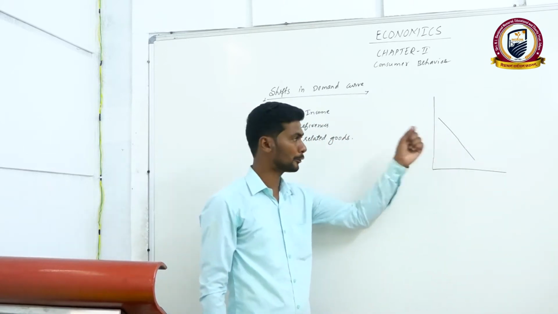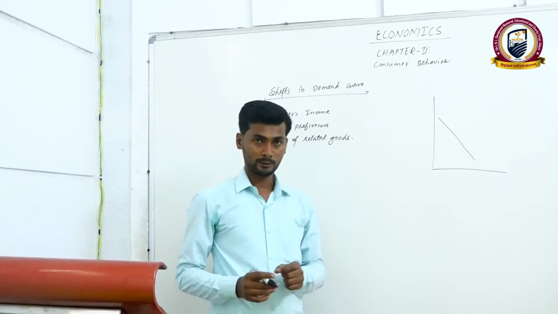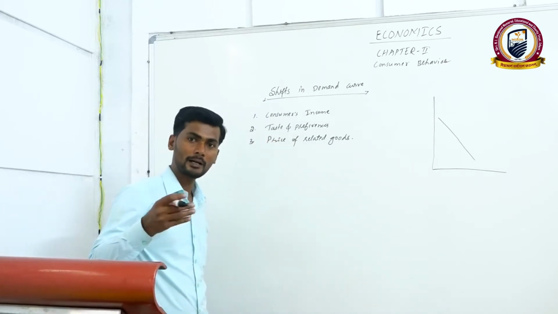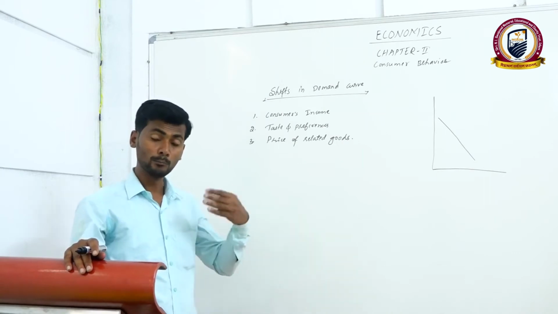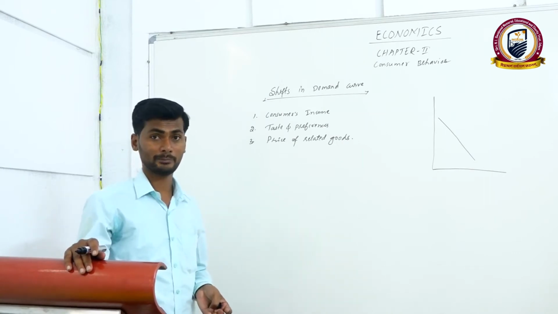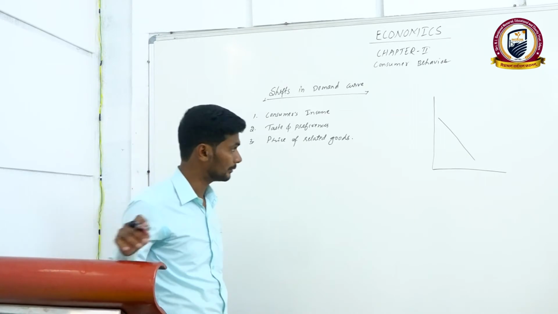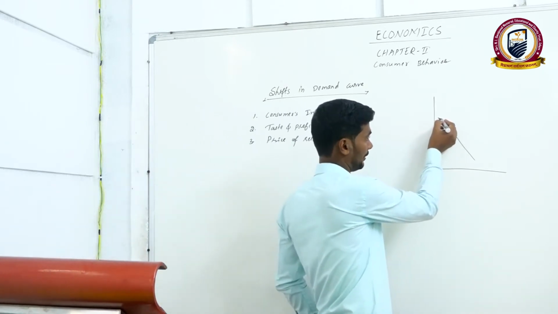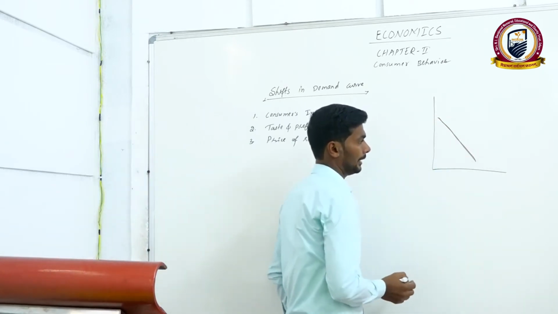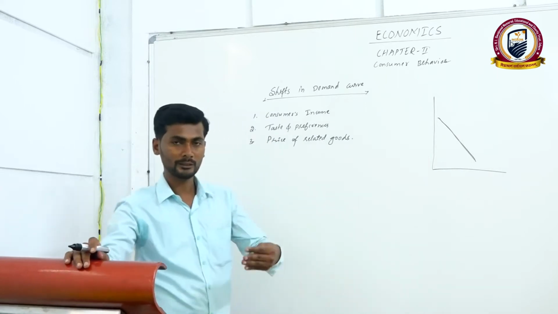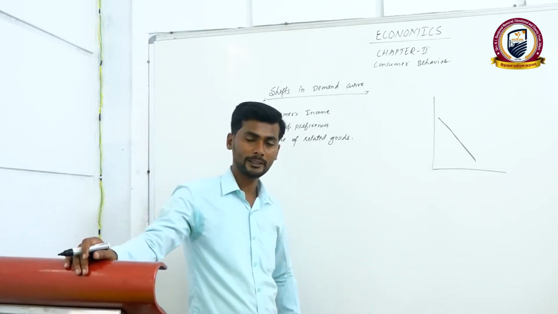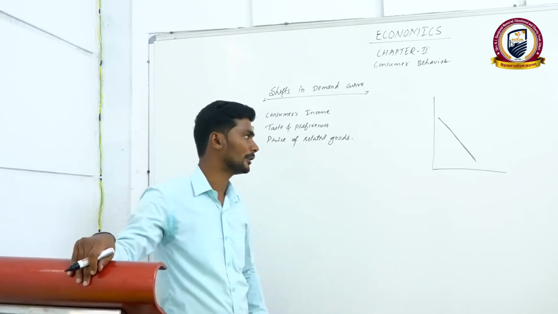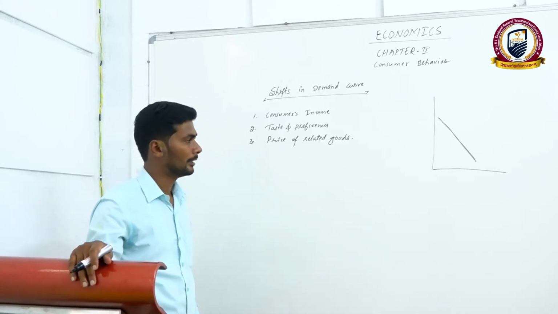This curve shows that less is demanded at a higher price and more is demanded at a lower price. And this demand curve is always like this, showing the relationship between the price of the commodity and the demand for the commodity. So that is the demand curve.